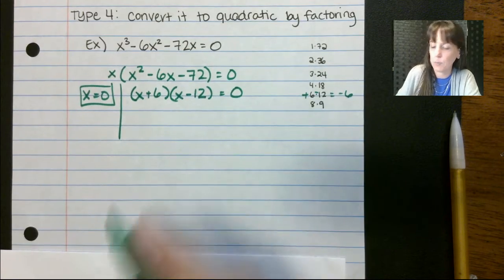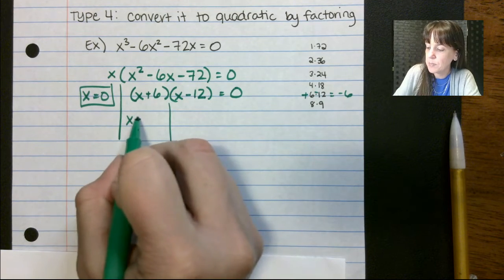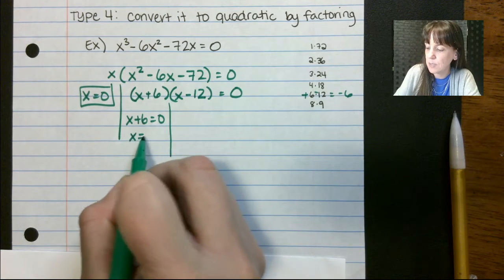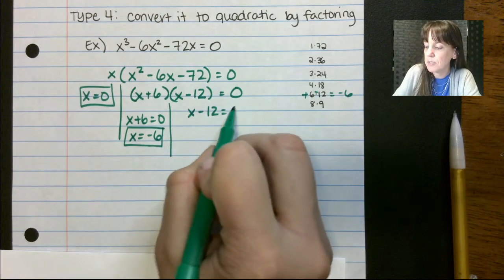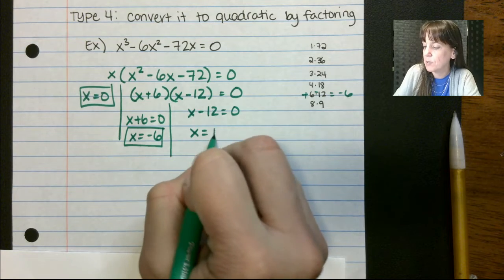And now let's use our zero product property again. X plus 6 equals 0, which means x equals negative 6. And x minus 12 equals 0. Add 12 to both sides, we get x equals 12.